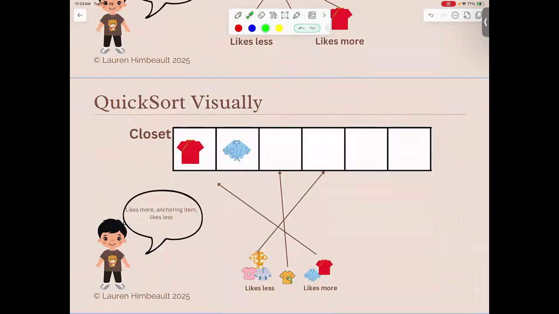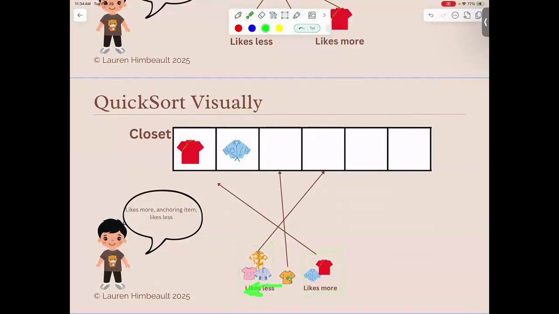Once we have finished processing likes more, remember we still hadn't touched the likes less side of our original subpile. We come back up to the top. We've gone pretty deep in these piles of laundry. We come back out of our piles of laundry and we say, okay, well, we finished processing everything on this side of our anchor shirt. We have to go process stuff on this side of our anchor shirt too, if there is anything, right? And there is.